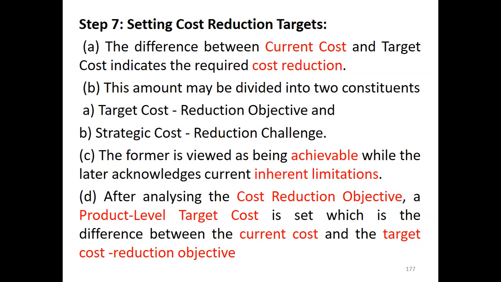Target cost means anyhow I need to achieve this target, and strategic cost means what? Here I will try. टारगेट कॉस्ट में क्या होता है, हम लोग एनी हाउ, मुझे स्कोप नहीं है, मुझे उतने में ही बिठाना पड़ेगा. लेकिन स्ट्रेटेजिक कॉस्ट में हम लोग क्या करेंगे, we will find out, we will try to do this. So I will play the various strategies to reduce the prices or to reduce the cost. The former is viewed as being achievable, while the latter acknowledges the current inherent limitations. टारगेट कॉस्ट हमारी लिमिट में होते हैं, we can do this. बट स्ट्रेटेजिक कॉस्ट हमारे लिमिट में हर टाइम नहीं होते हैं. We have to adjust a little bit while setting the cost reduction target.